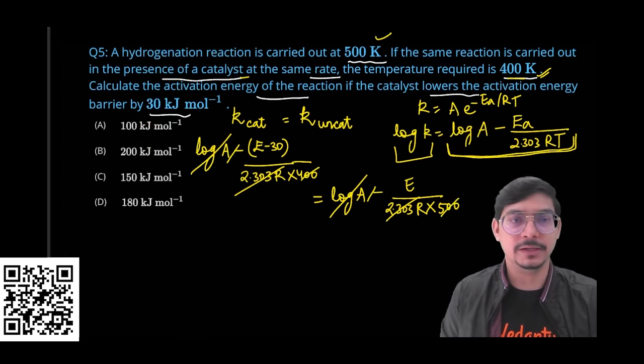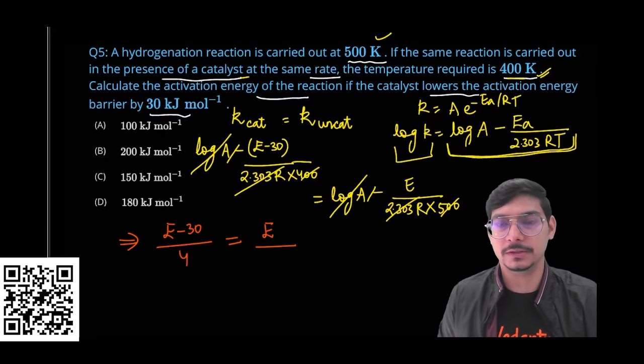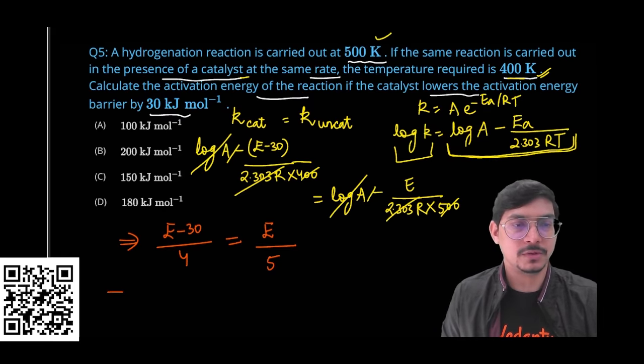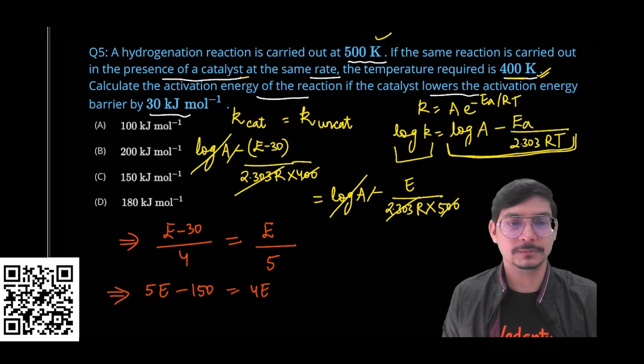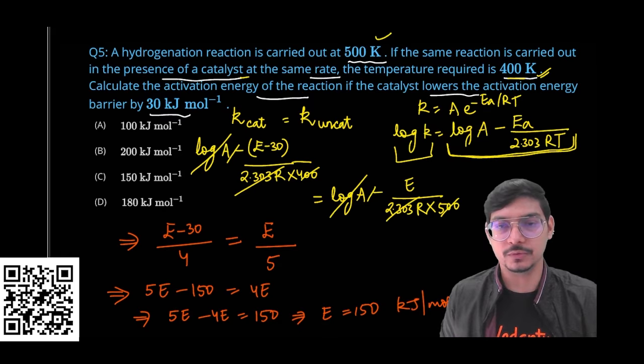So what we are left with here is E minus 30 divided by 4 should be equal to E divided by 5. Okay, please note that everything else is cancelling out. So now we need to just solve this simple equation, which would be 5E minus 150 equal to 4E, and this can be written as 5E minus 4E equal to plus 150, which is equal to 150. So the activation energy of the reaction should be 150 kilojoule per mole.